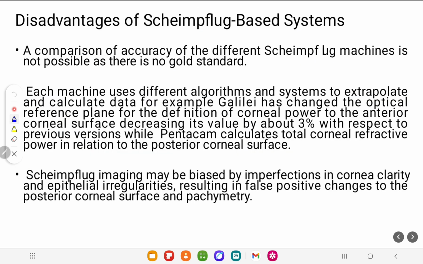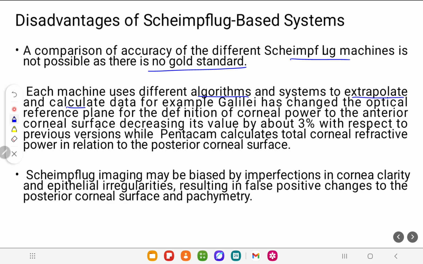And let me tell you the disadvantages. The disadvantage is that comparing accuracy between different Scheimpflug machines is not possible, as there is no gold standard. So you cannot compare Pentacam to, what do you call, Bone series to Galilei. It is very difficult to compare the machines. Each machine has different algorithms. This is the disadvantage, because if you know Galilei, then when you move to Pentacam, it's very difficult. You have to understand a lot about a machine again.